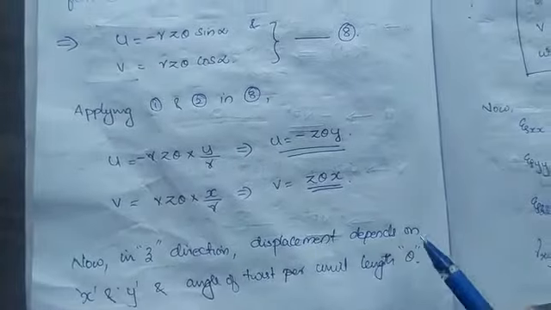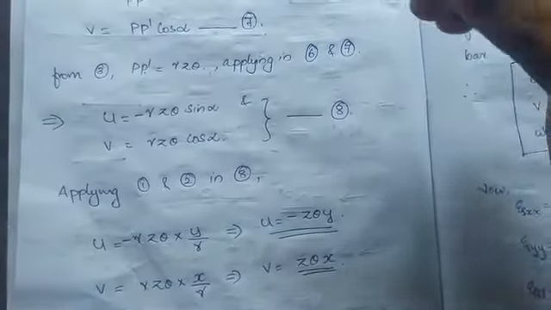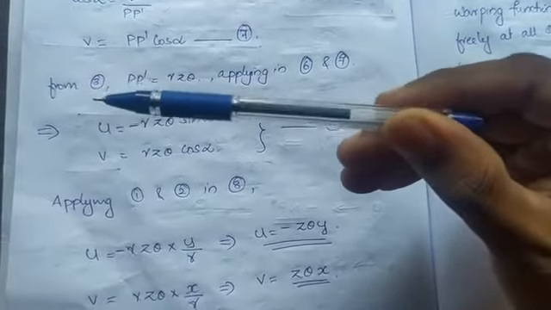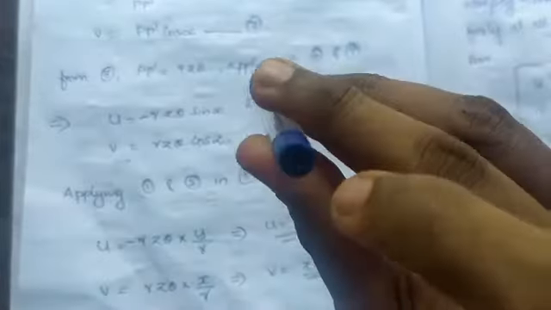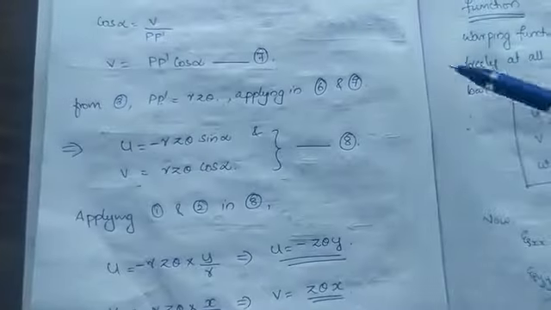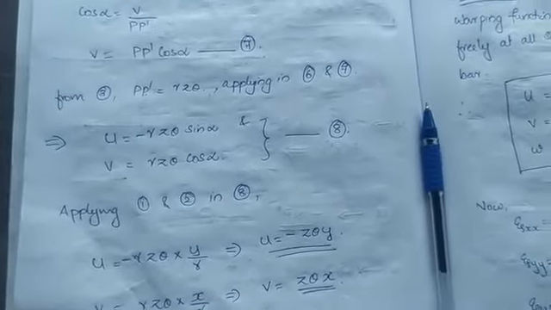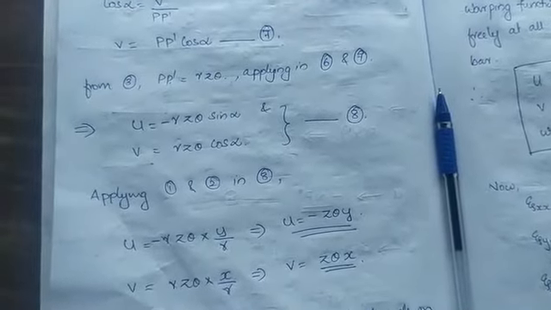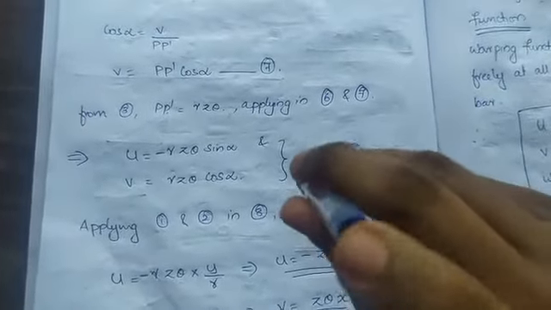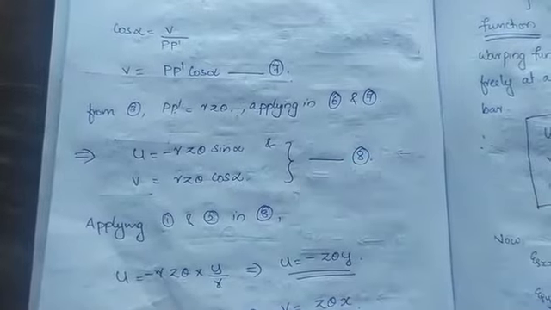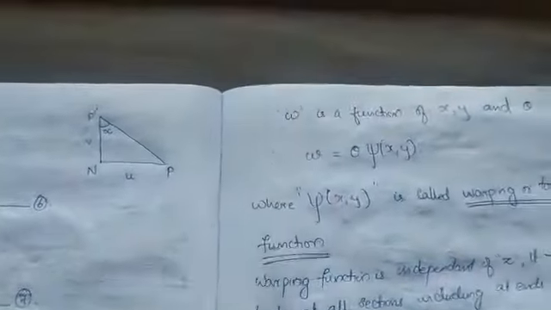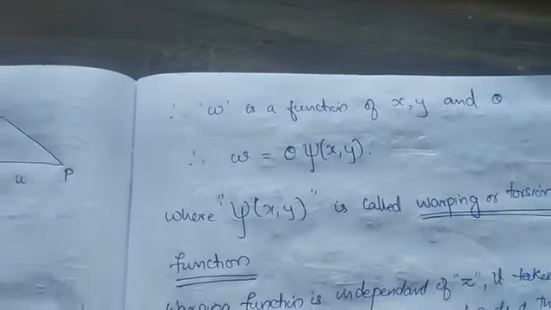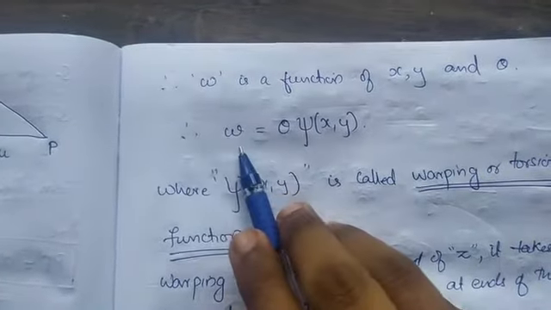Now another important thing is that in z direction, displacement depends on x and y and angle of twist per unit length. That means if you are applying a torque in z direction, there is torsion, but it does not depend on z direction, rather it depends on x and y direction as well as theta. So that function, in z direction, is called warping.